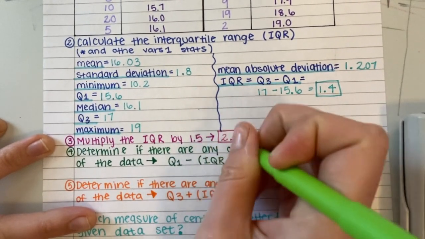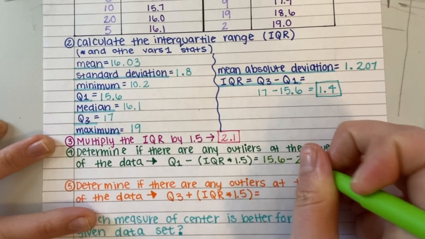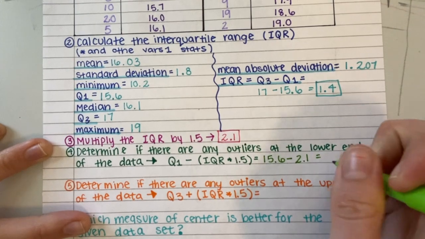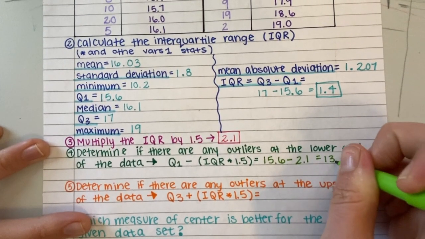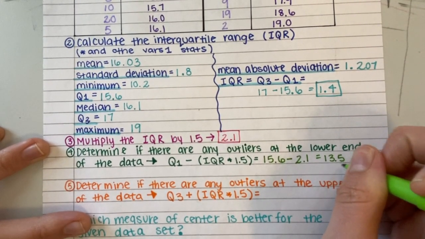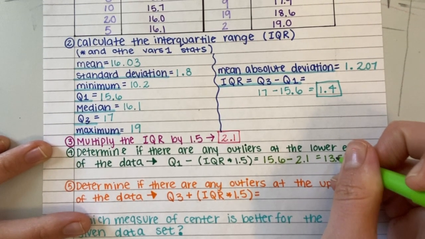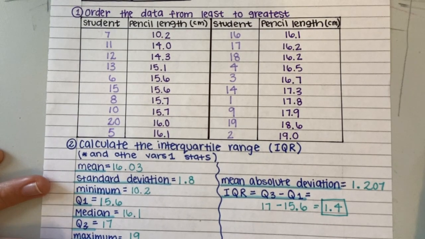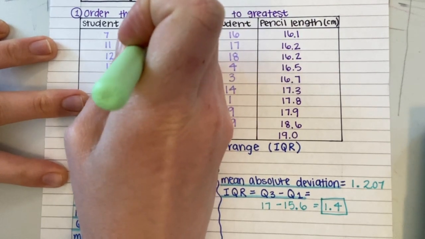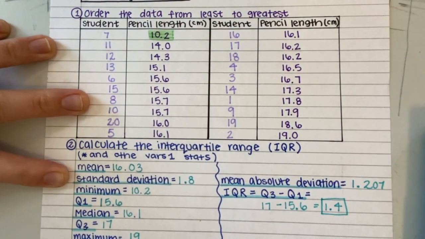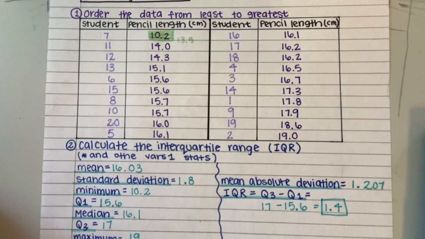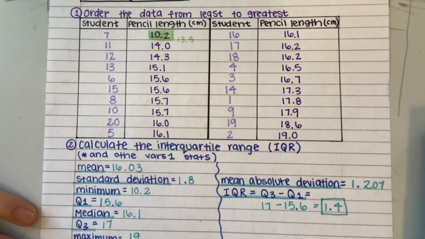And I'm going to subtract that by this number we calculated here, so our interquartile range times 1.5. And I'm going to get 13.5. So any data point that is lower than this number is considered an outlier. Looking back at our data, I can see pretty easily, since it's ordered from least to greatest, that 10.2 is an outlier because anything less than 13.5 is mathematically an outlier.